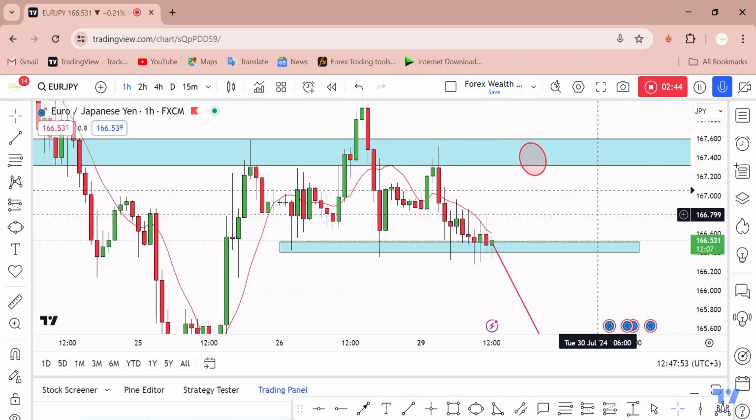Don't worry if you missed the right entry, you will always find different entries. You can also use smaller time frames and use your FIB tool, draw on a small wave, and from there also enter your entry at the 71 or the 78 FIB level. So don't worry if you missed your entry, you can always go back to it. The price will continue in the right direction.